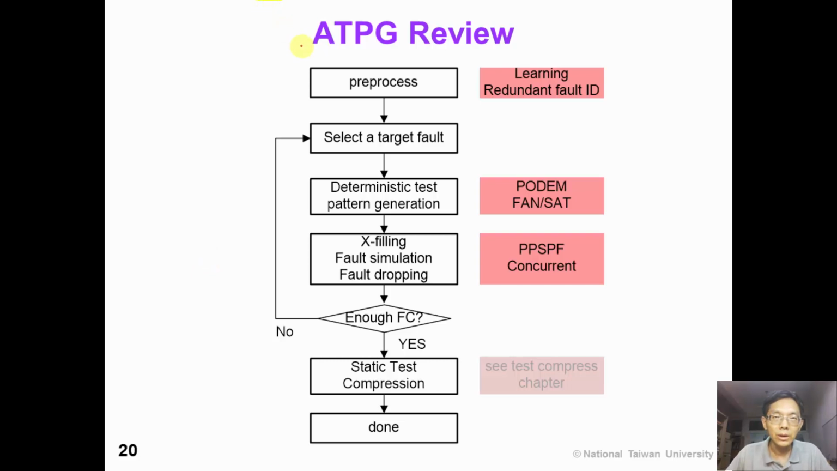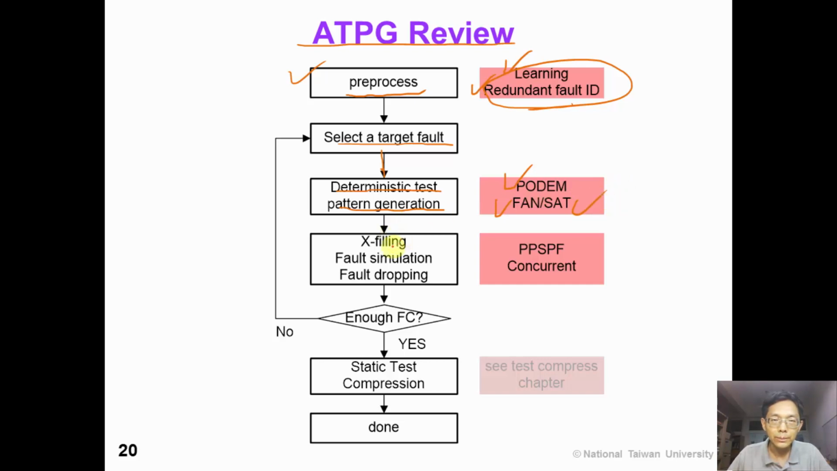This picture shows an overview of the ATPG system. At the beginning, we perform pre-process. For example, we can do learning and redundant fault identification. With this pre-process, we obtain important information so that we can speed up ATPG later. And then, in this loop of test generation, we select a target fault and run a deterministic test pattern generation. For example, it can be a PODEM algorithm, FAN algorithm, or SAT-based algorithm.